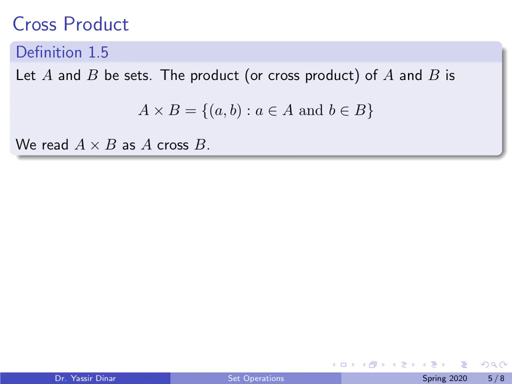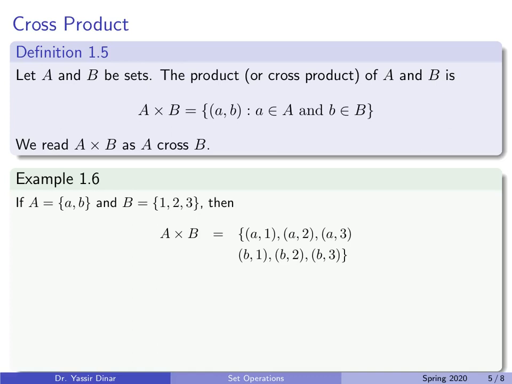So if we have two sets A and B, the product or cross product of A and B is a new set denoted by A times B, or we just read it A cross B. It is simply the set which contains all pairs of elements (a, b) such that the first coordinate is in A and the second coordinate is in B.